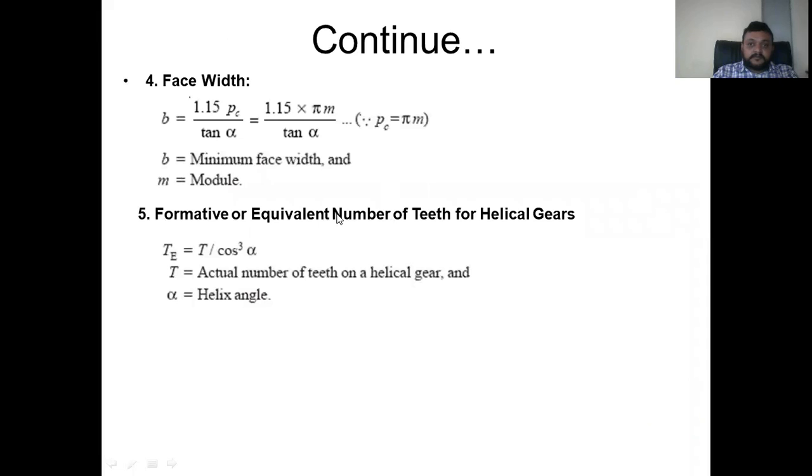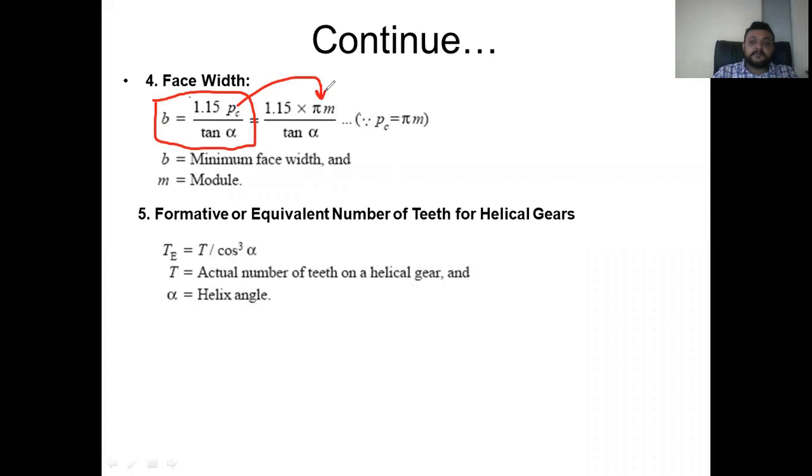Now, face width. The fundamental difference in face width is this one. For the spur gear, b is equal to 10 times the module. That is the standard. But in this case you have to keep in mind that b is equal to 1.115 Pc upon tan alpha, where alpha is the helix angle, and Pc is equal to pi m, you can put it.